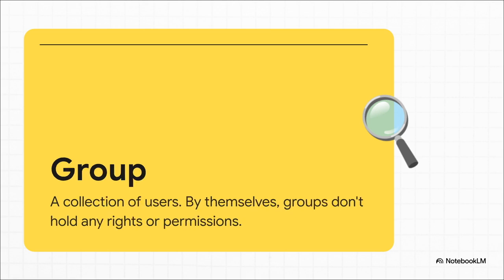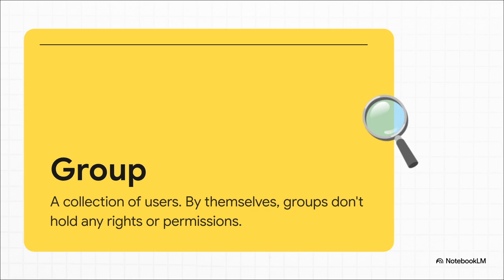Next up, we have groups. You can take a bunch of users and put them into a group, like say the sales team or marketing team. But, and this is a really crucial point, a group by itself has zero permissions. It can't do anything. Think of it like an empty folder on your computer. It's just a container for organizing things.